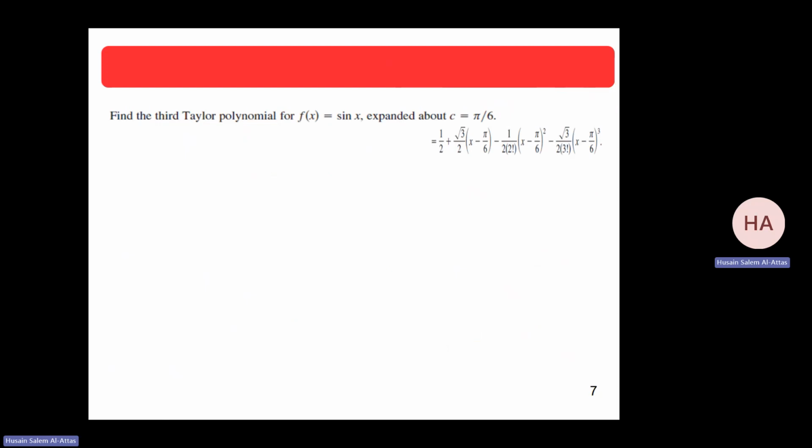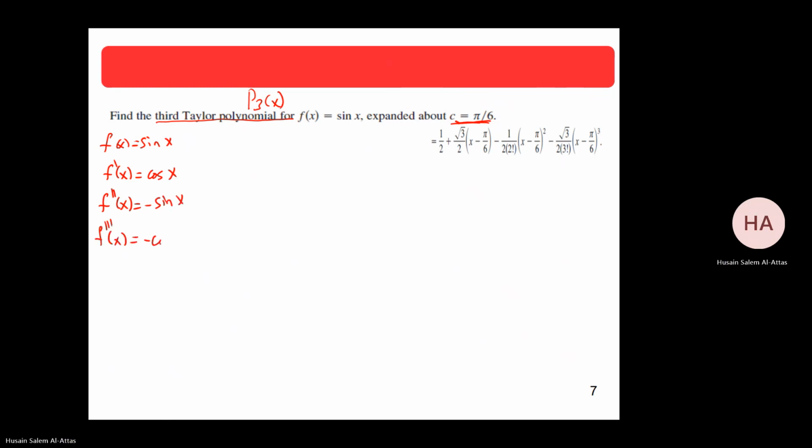Okay. Now find the third Taylor polynomial. You want P3 of x. What is c? Pi over 6. Okay, so I need to find f, the first derivative, the second derivative, the third derivative. I substitute. I have f, and c is pi over 6. That will be half.